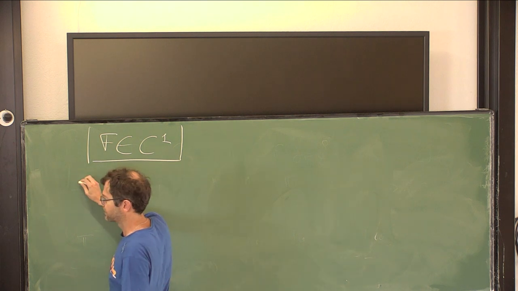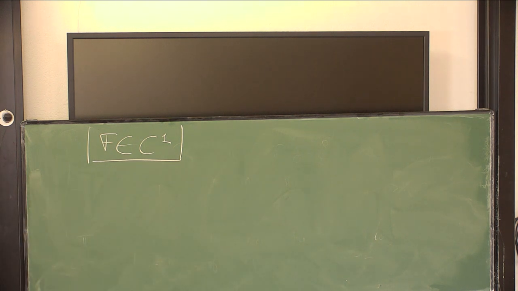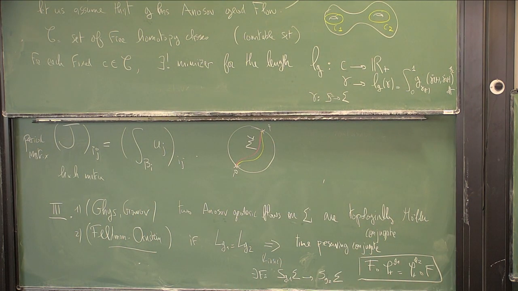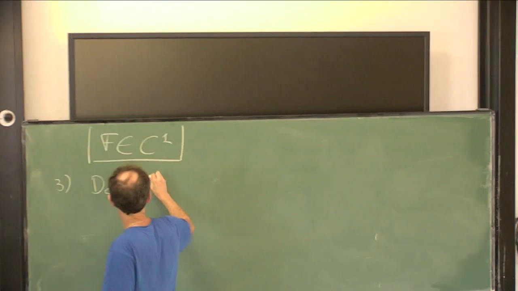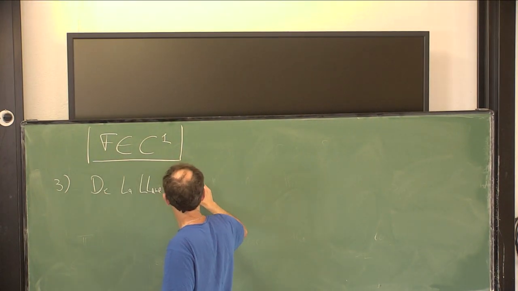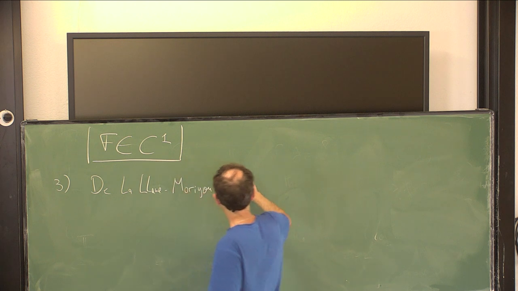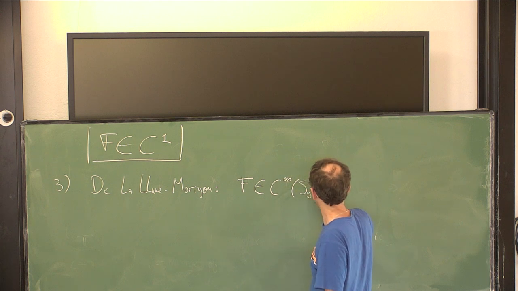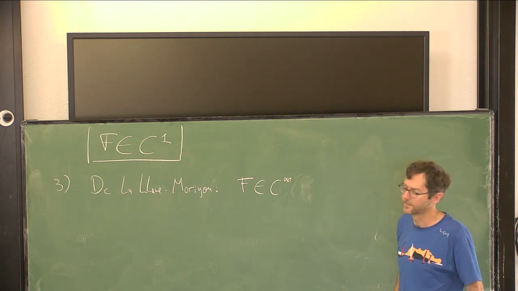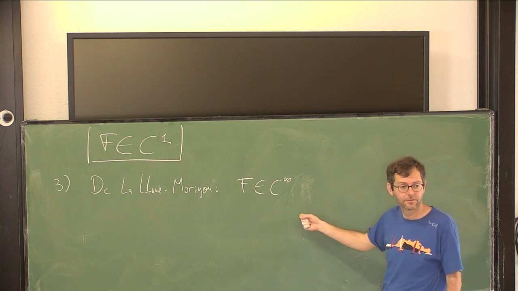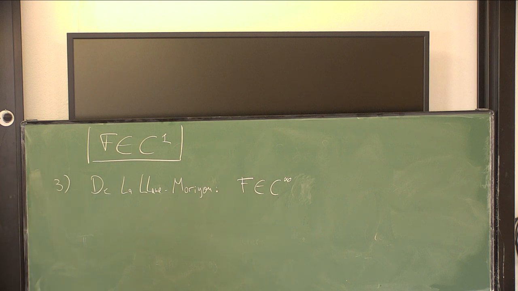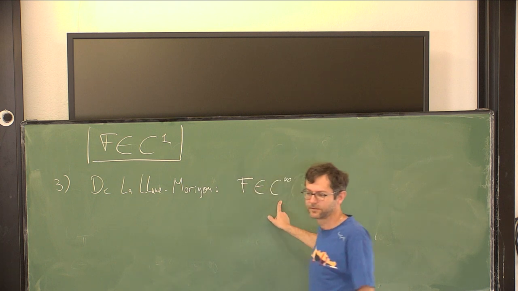This is, let's say, our third step. The third step was shown actually by de la Llave and Marco and Moriyón. They show that F is smooth. In fact, the conjugacy is smooth, so it's much better than C1. So if we have two Anosov geodesic flows with the same Markov spectrum, they are actually smoothly conjugate and time-preserving conjugate.